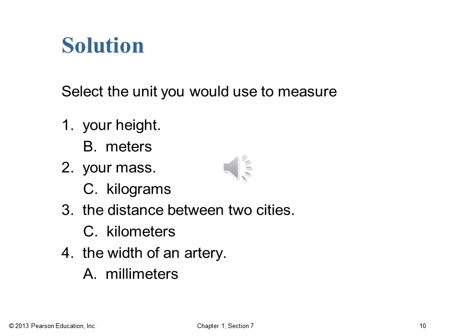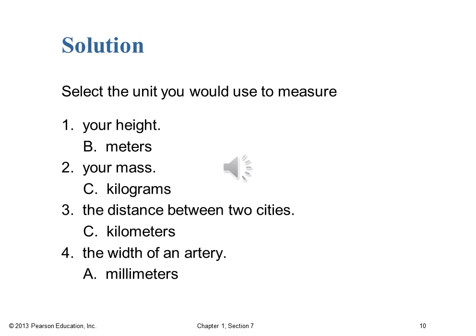Alright, so hopefully for number 1, you selected B, meters, the base unit. A meter is just over 3 feet, so for height, that makes the most sense. Number 2, your mass should be C, kilograms. 1 kilogram is about 2.2 pounds, so that's the most appropriate for the mass of a human being. Number 3, the distance between 2 cities, that would be C, kilometers. We need 1,000 meters, which is again over 3,000 feet, to get that distance.